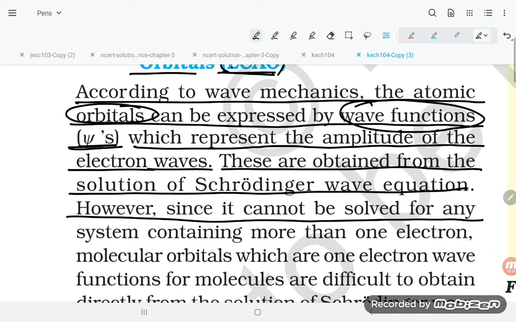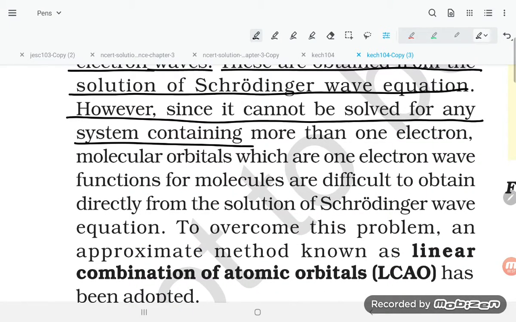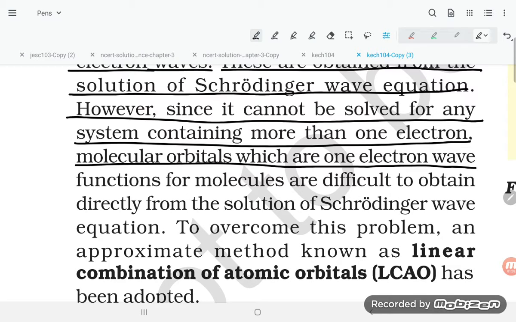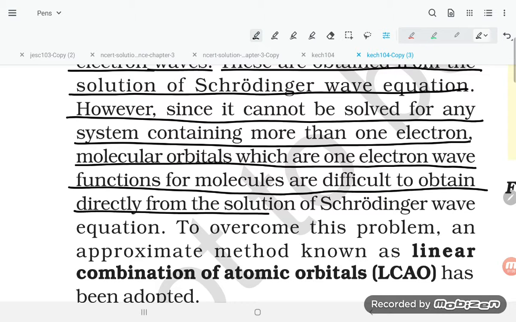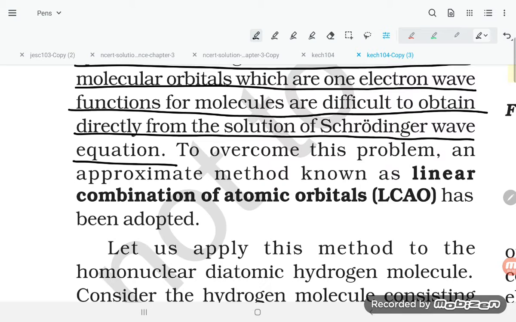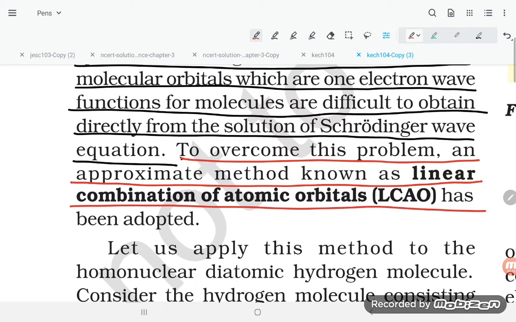However, since it cannot be solved for any system containing more than one electron, molecular orbitals, which are one electron wave functions for molecules, are difficult to obtain directly from the solution of the Schrodinger wave equation. So, to overcome this problem, an approximate method known as linear combination of atomic orbital, LCAO, has been adopted.